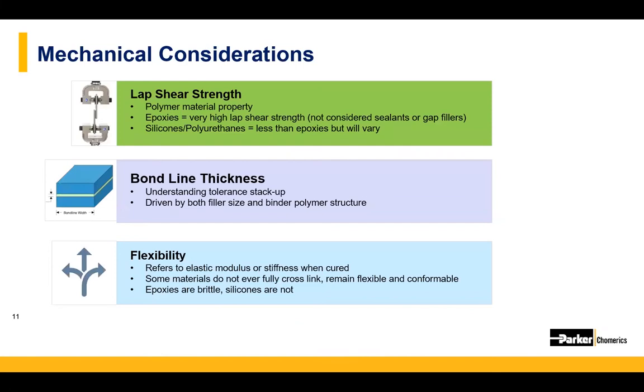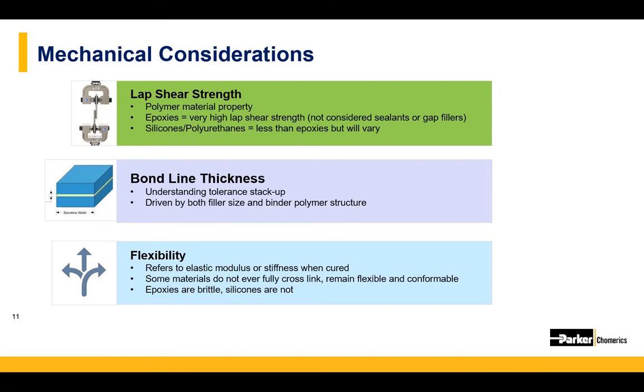Lap shear strength is the property that measures how strong of a bond the compound will have between two surfaces and is usually driven by the binder itself. For example, in general, epoxies will have a much greater lap shear strength than silicones and polyurethanes. Because of this, they're characterized as adhesives instead of gap fillers. At the same time, silicones will vary in adhesive strength and can be considered both adhesives and sealants depending on the strength of the bond.